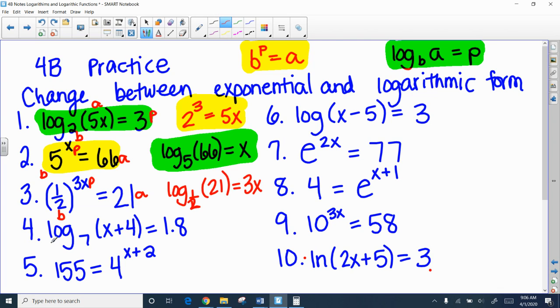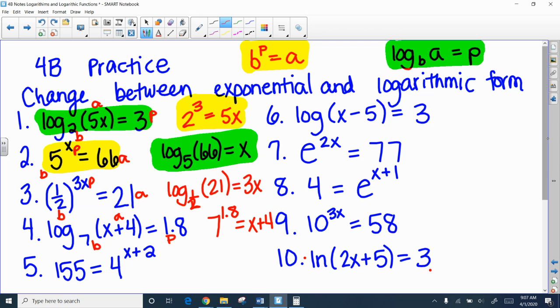All right, number 4, this one is in logarithmic form because it says log. So this is in the form log base b of a equals p. So you have to memorize these and know these two forms so that way you can change between them. So when I change to exponential form, it's b to the p power. So 7 is the base, the p is 1.8, and that's going to equal a, which is x plus 4.